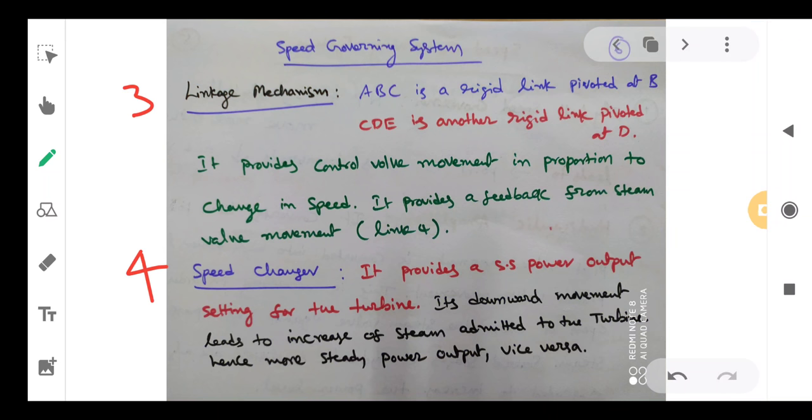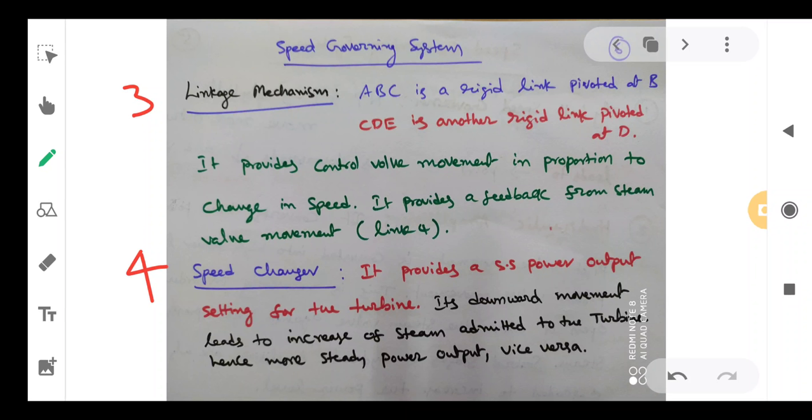Third one, linkage mechanism. ABC is a rigid link pivoted at point B. CDE is another link, pivoted at point D, fixed at point D and point B. So, it provides the control valve movement in proportion to the change in speed, and also provides the feedback to the valve movement.